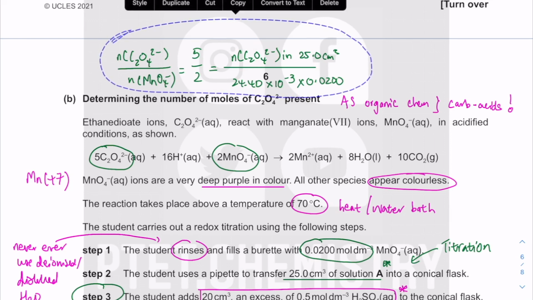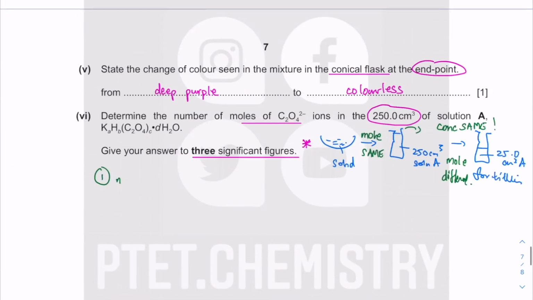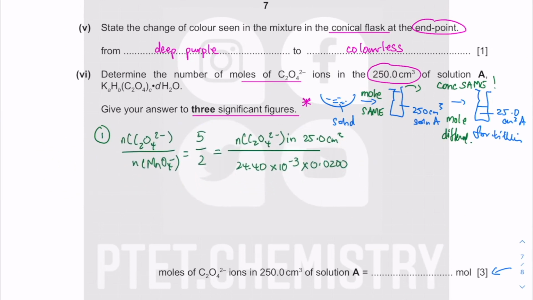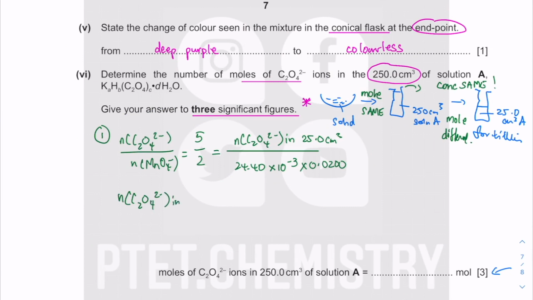that will react with 25.0 cm³ of that ethanedioate ion. So I'm going to cut that and I'll bring it down to the working down here. Okay, so I can just work out the mole of C2O4 2 minus in 25.0 cm³ of A. So I bring that up. That's going to be 5/2 times 24.40 times 10 to the minus 3 times 0.0200. So pop that into your calculator. And I get 1.22 times 10 to the minus 3 mole.